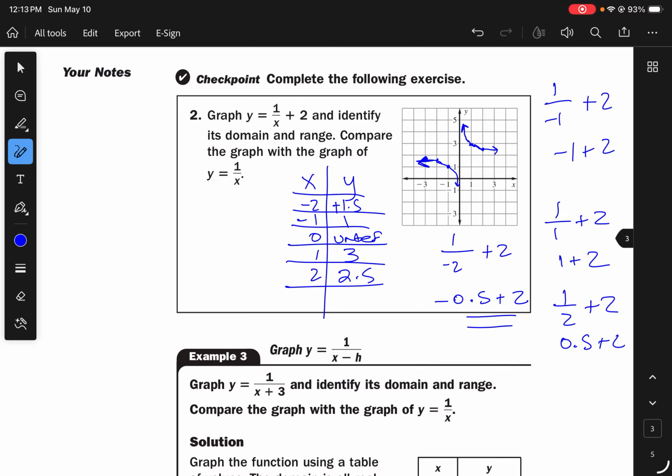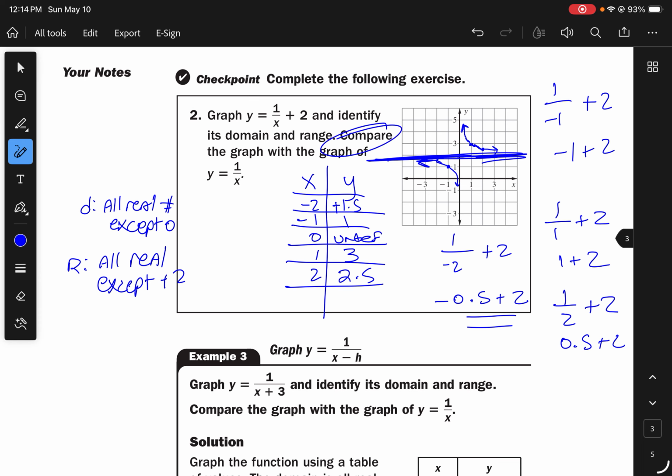So it seems here like our domain can be all real numbers except 0, because of course it can't divide by 0, while the range is all real numbers except 2, because while it gets close to 2, it never quite touches. And if we're comparing, that add 2 shifts everything 2 units up.